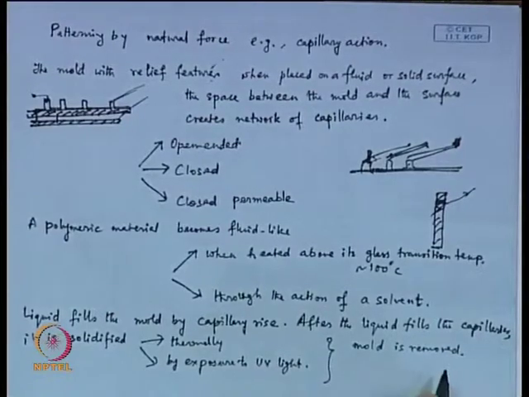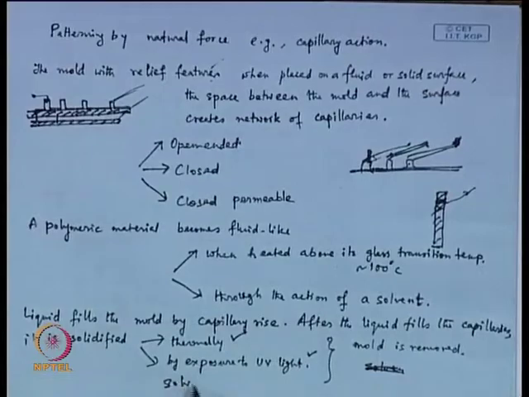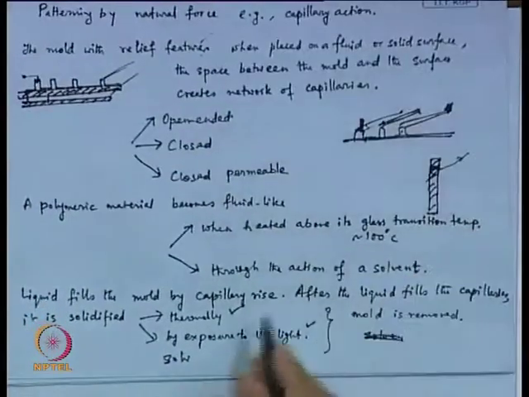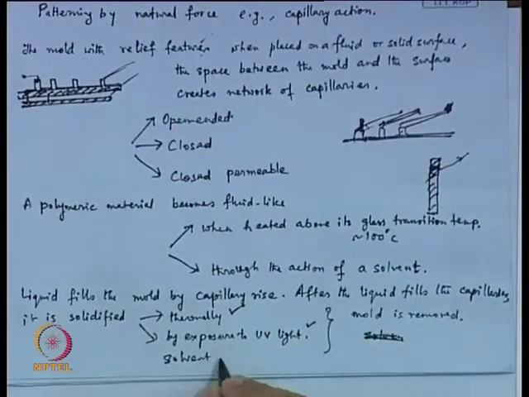Okay, so you have a choice of thermally doing it, that means cooling it basically, or by exposure to UV light, if you have the polymerization to get complete and UV light happens to be the agent to accomplish that, or if you have dissolved the polymer in a solvent, then you have to make sure that the solvent is evaporated. That is probably the third choice you have, solvent. Solvent is evaporated.